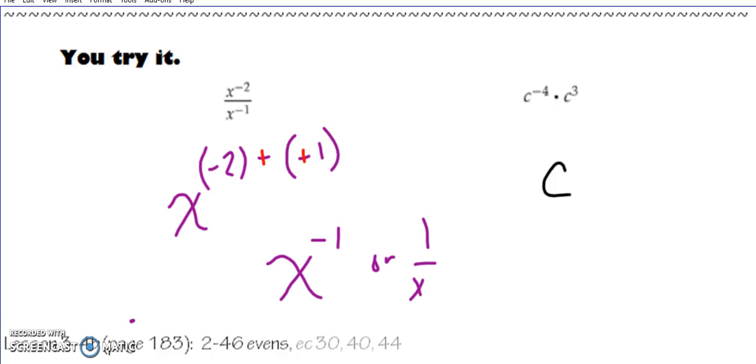Okay, c to the negative 4 power, and then we're going to subtract 3. Shoot, I made a mistake here. We're going to add 3 to this one, so let me fix that. So now negative 4 plus 3 is really c to the negative 1 power, or 1 over c. And so those are our answers.